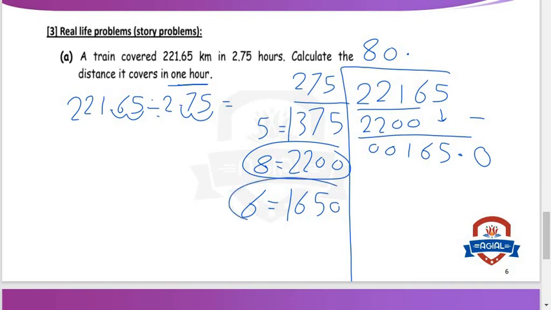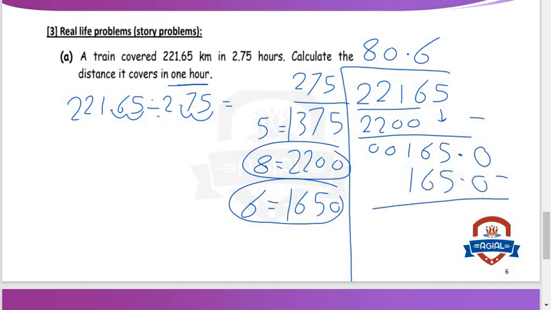Yes, the same number, 1,650. So we will take 6 here and write 1,650 and subtract. So it equals 0. So what does the quotient equal? 80.6. The quotient is 80.6 in 1 hour. Do you understand it well?